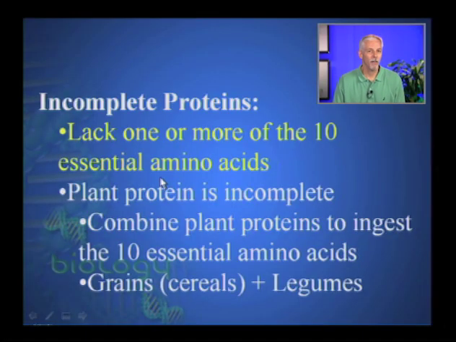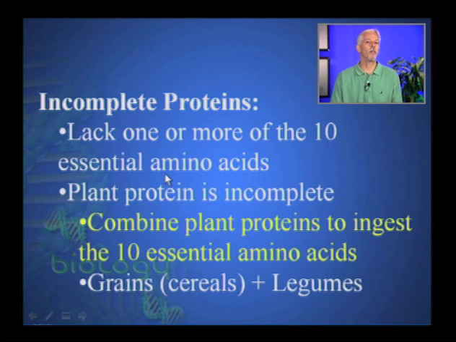Incomplete proteins, on the other hand, lack at least one of the 10 essential amino acids, and plant proteins, for the most part, are incomplete. So if you are a vegetarian and you want to ensure that you're getting a quote-unquote complete protein in your diet, what you need to do is combine plant proteins in a way to ingest the 10 essential amino acids.